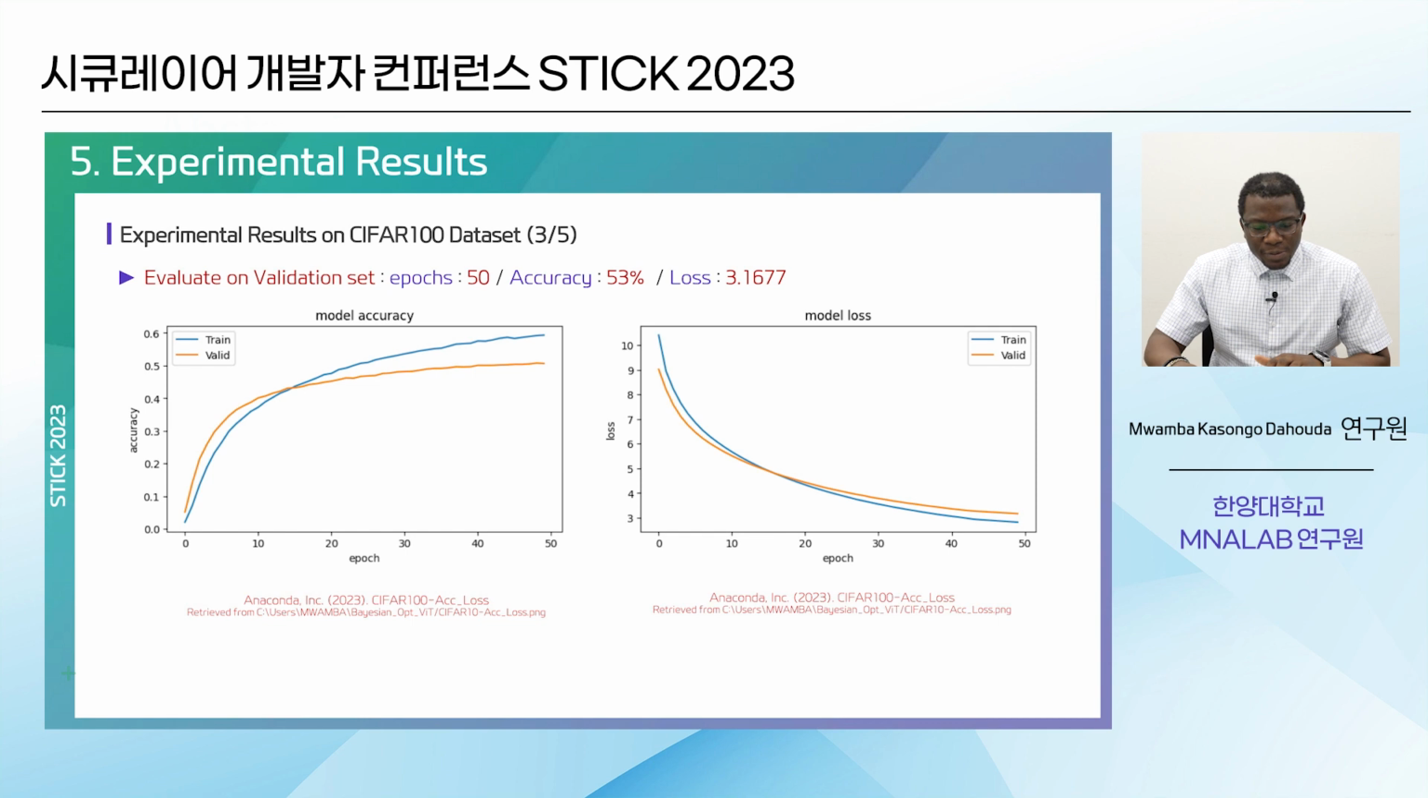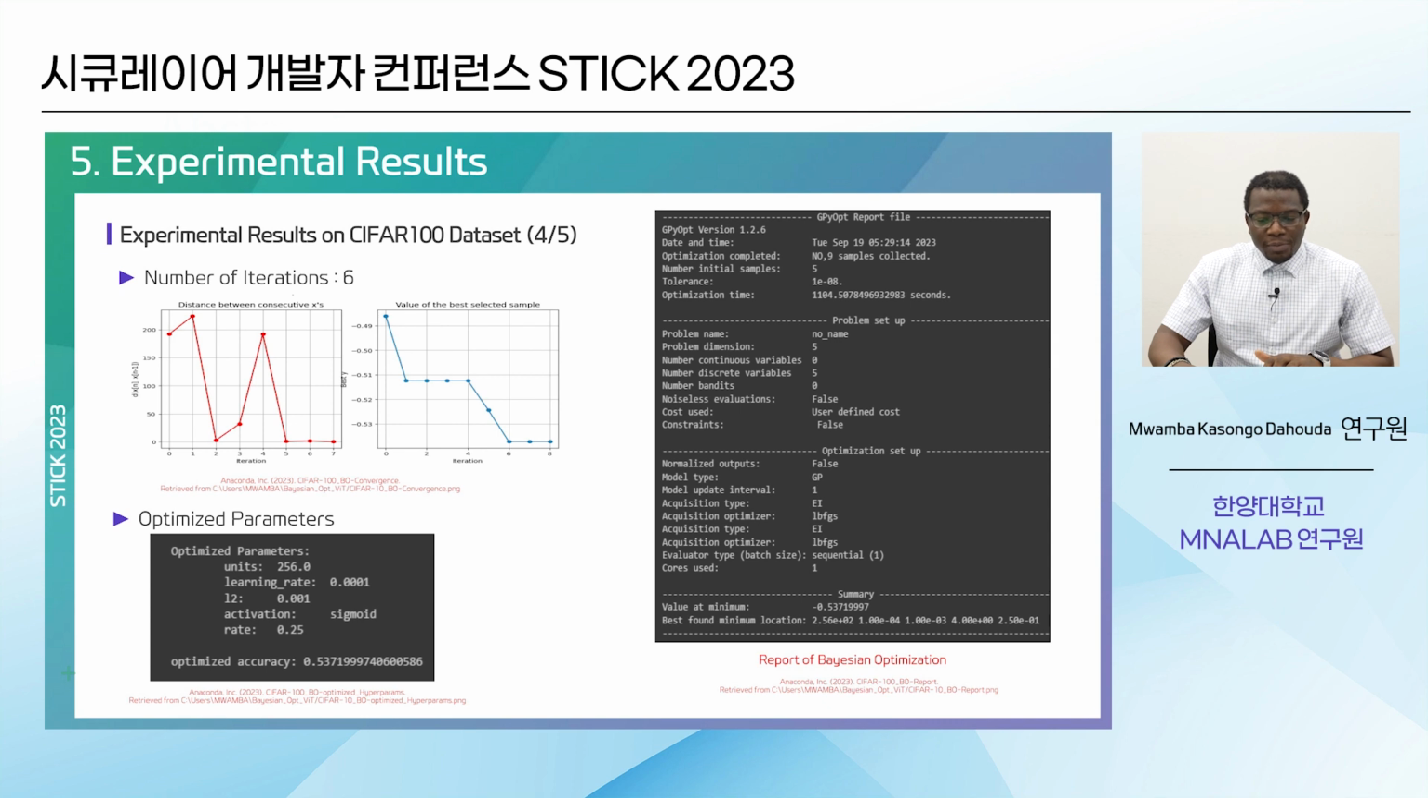The result is from the deep learning model training process on CIFAR-100 datasets. The model has achieved an accuracy of 53% after 50 epochs, while the loss value is 3.16. This is the result of the Bayesian HPO algorithm on CIFAR-100 datasets. After 6 iterations, the Bayesian algorithm gives us the optimized hyperparameters compared to the result obtained on CIFAR-10. The optimum learning rate is 0.0001 when trained on CIFAR-100 and 0.00001 when trained on CIFAR-10.